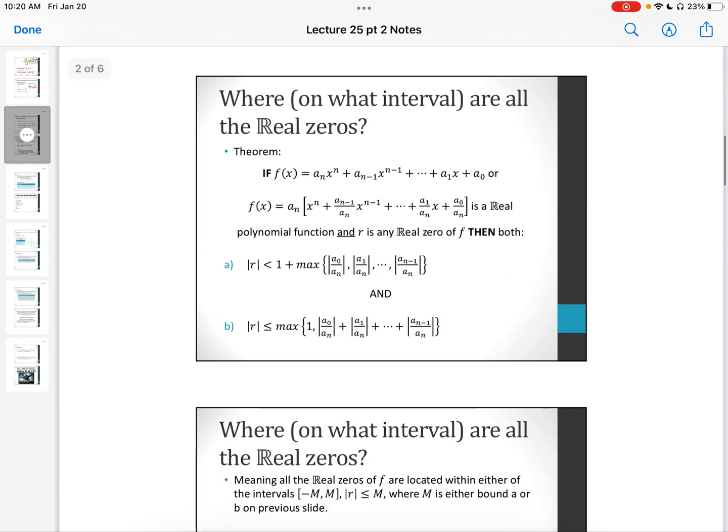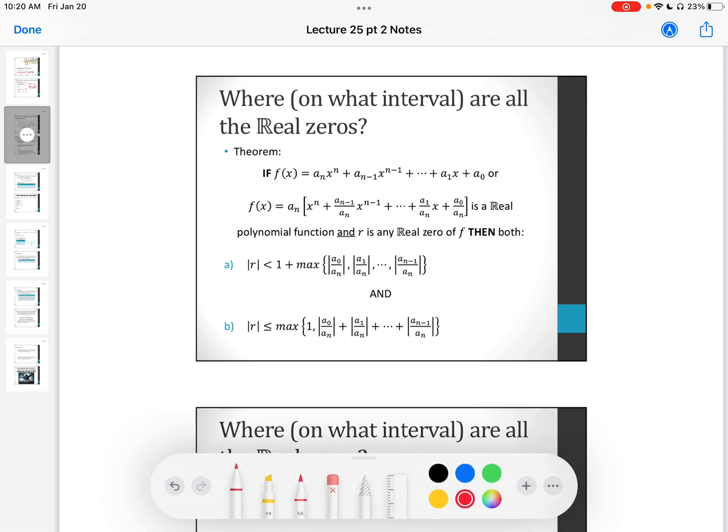Okay? So here's where it gets real confusing when you look at this. Okay, the theorem says if you have a general polynomial function here and a sub n, I factor that out, and I'm left with each of these up here. So basically that's all on the bottom there. And that's where people look at it and they get really confused. Then the absolute value of r must be less than 1 plus the max of each of the coefficients. So you're going to look at each of these coefficients after you factor out this first number that was in front. I factor that out. I'm going to find the maximum number of each of those coefficients, and then I'm going to add 1 to it.